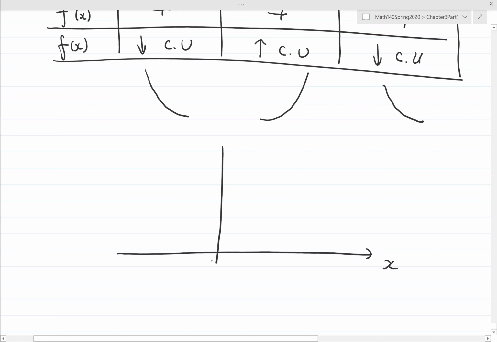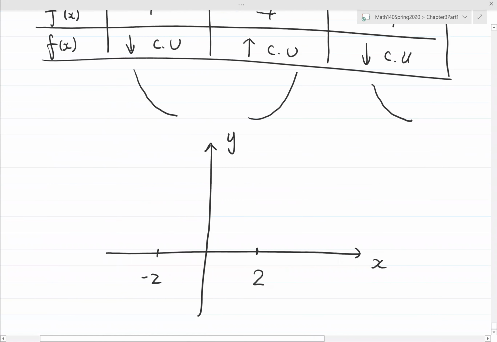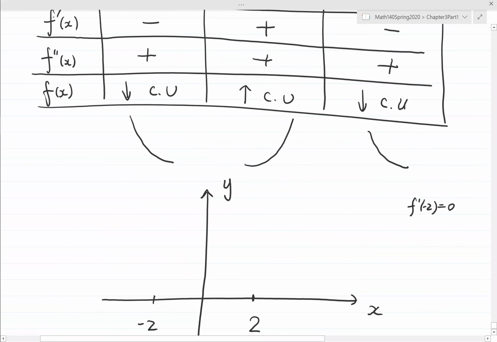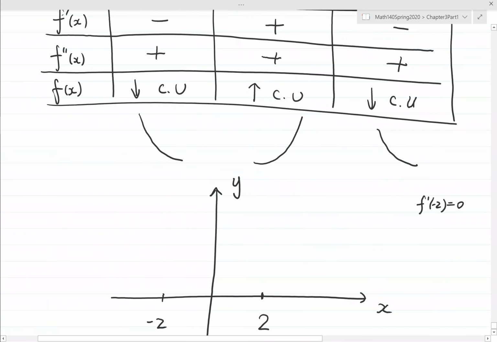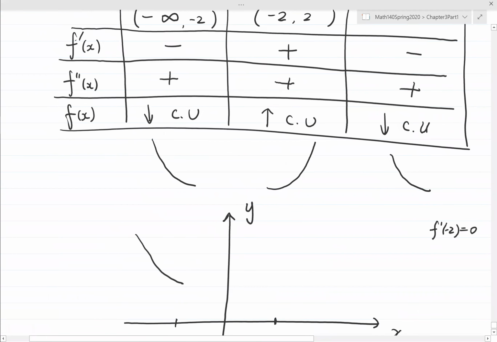This is x, and this is y. Now negative 2 to 2. f'(-2) is 0. This tells us that at negative 2 we have a horizontal tangent line. From negative infinity to negative 2, it's decreasing concave up. Then from negative 2 to 2, it's increasing concave up.